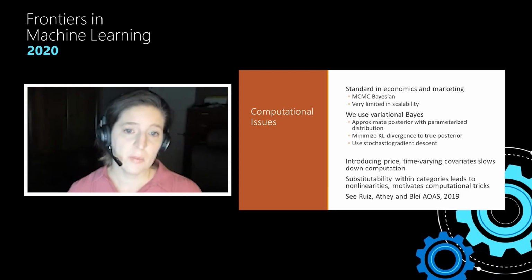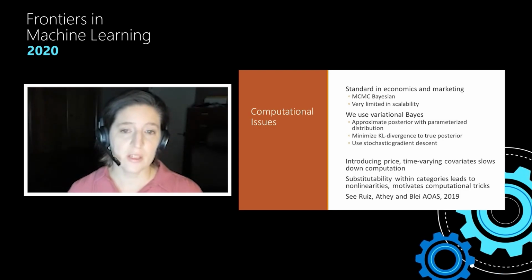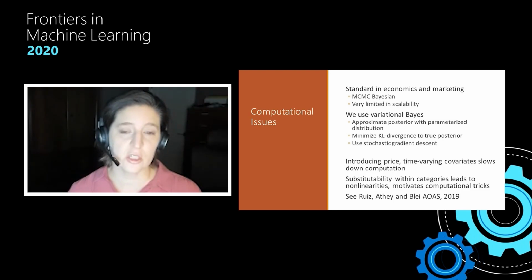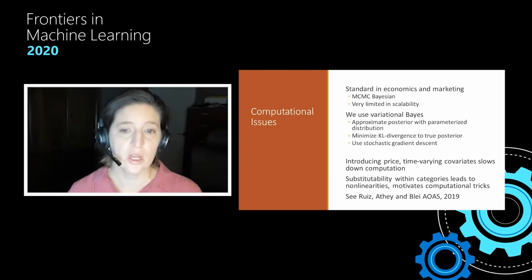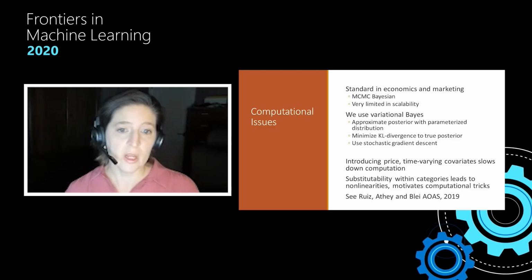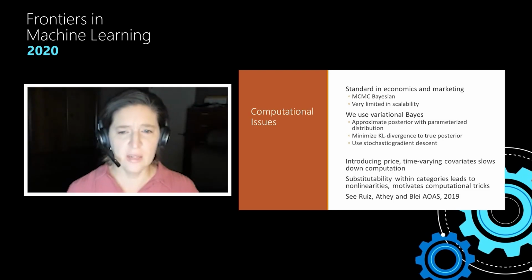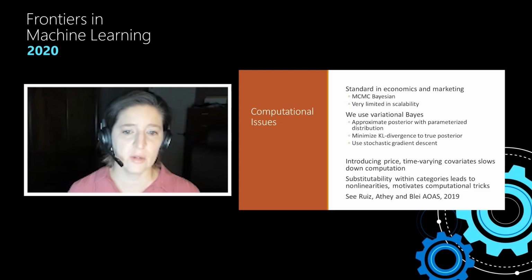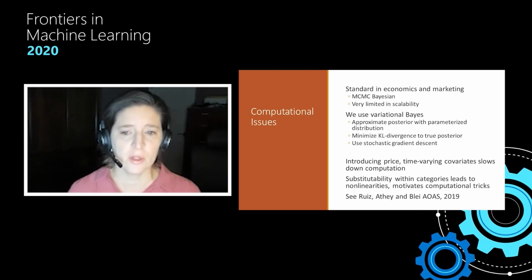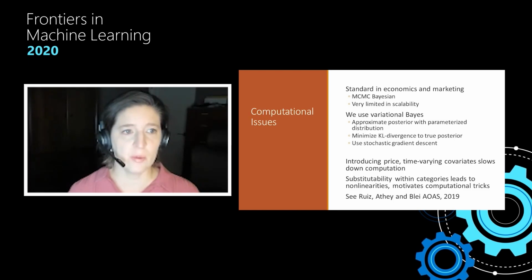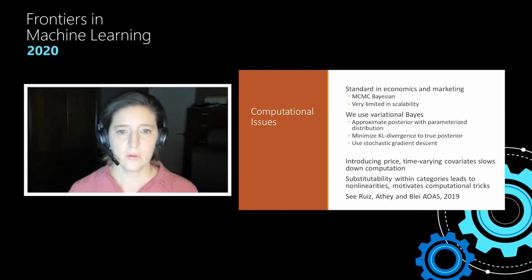What we do in our papers is use variational Bayes, where we approximate the posterior with a parameterized distribution and minimize the KL divergence to the true posterior using stochastic gradient descent. We show that we can overcome a number of challenges. In particular, introducing price and time-varying covariates slows down the computation a fair bit, and the substitutability within categories leads to nonlinearities. Despite that, we're able to overcome these challenges.